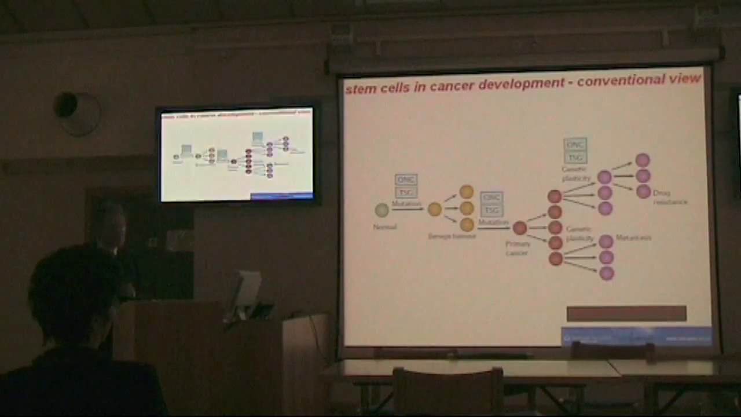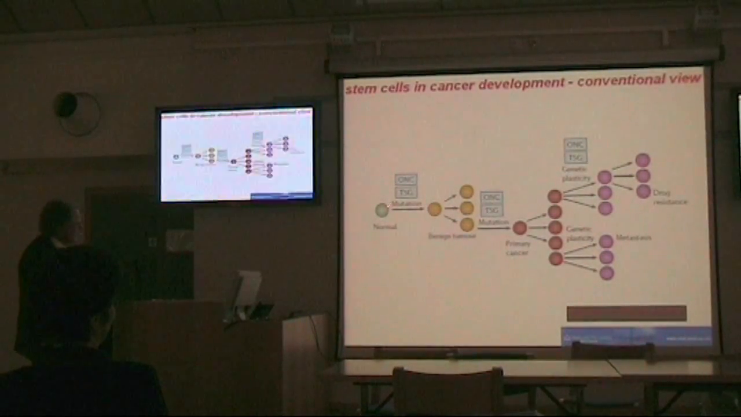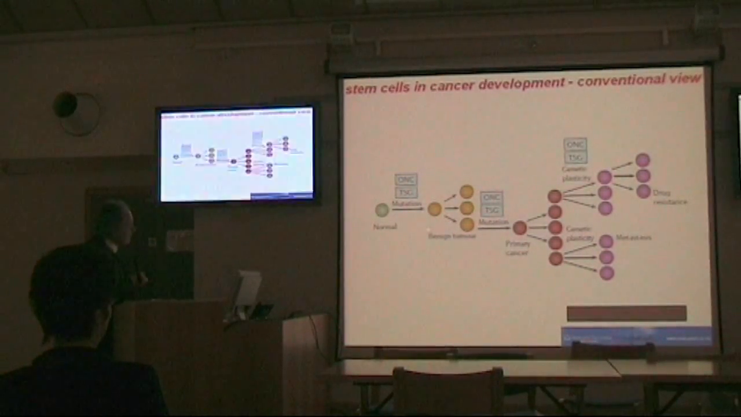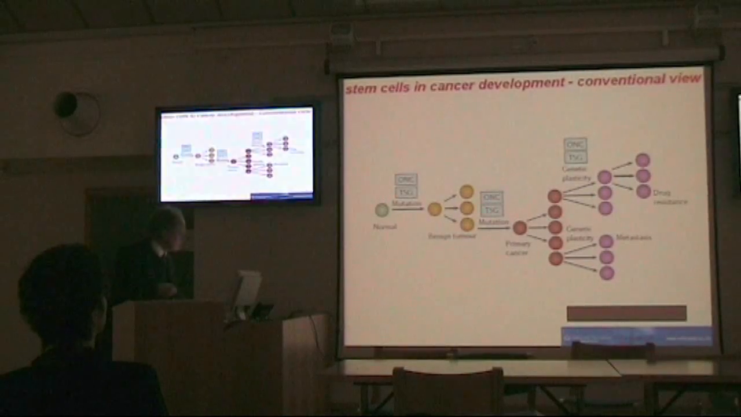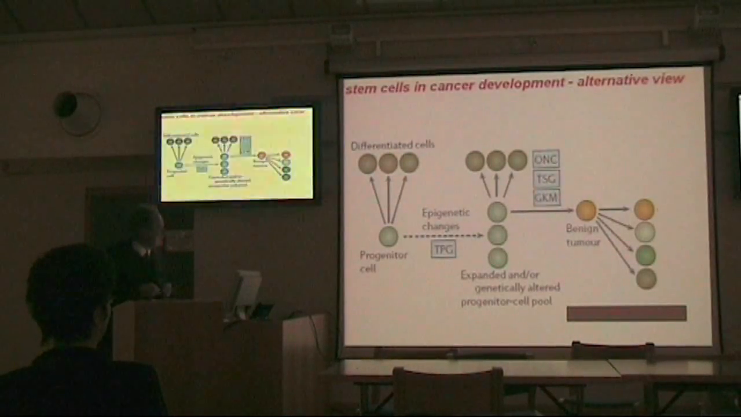When we teach our students this, in the main, you have a cell here, maybe a stem cell, and it goes through mutation, selection, and a tumor suppressor gene or oncogene. You get a benign tumor, and then you get further mutations, and you get a primary cancer. That's the orthodox view.